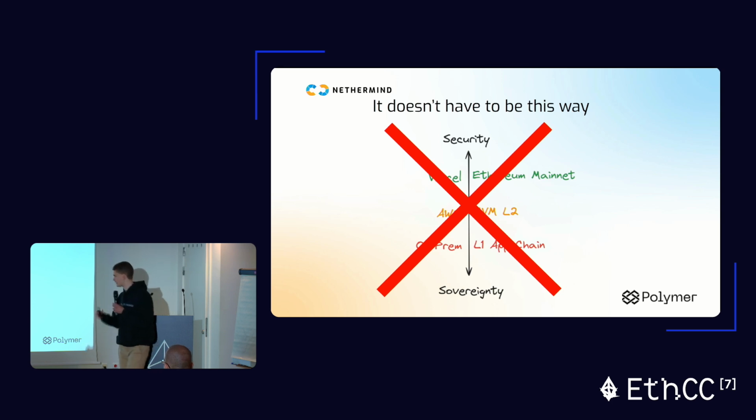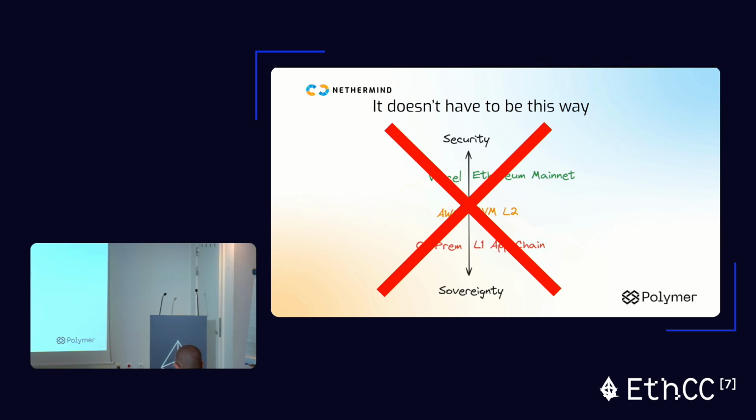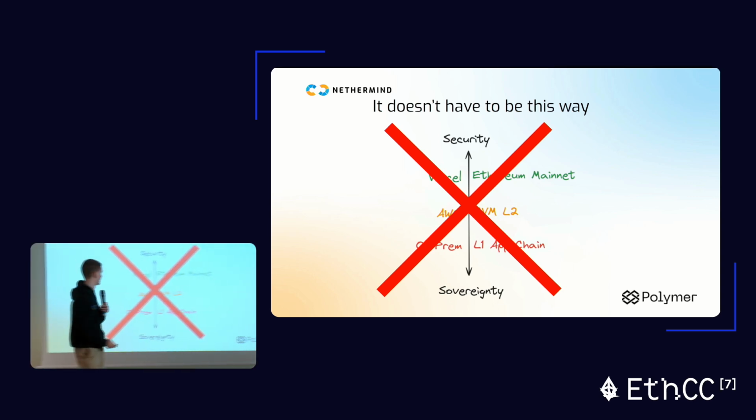So the main thesis of this talk is that this is kind of a false dichotomy. There's no reason why you can't have technical sovereignty and control over your application while still inheriting the security and network effects of the platform that you're building on. In this case, it'll be the OP stack and Ethereum mainnet, but I think this will apply to a lot of other ecosystems as well. Monomer focuses on Ethereum mainnet, but I think the principles that we'll discuss today apply to other chains as well.